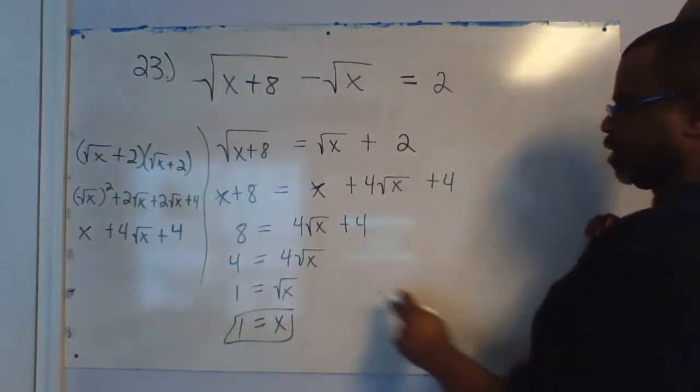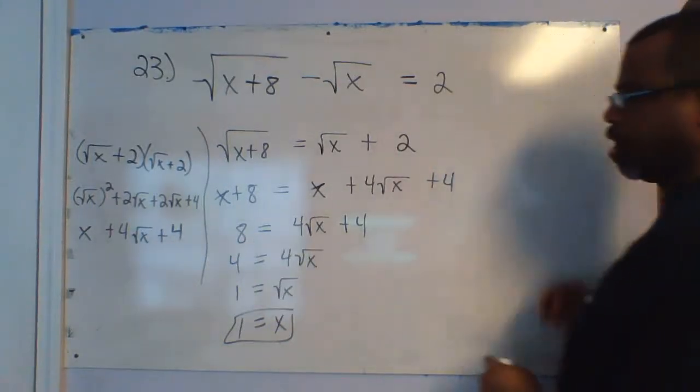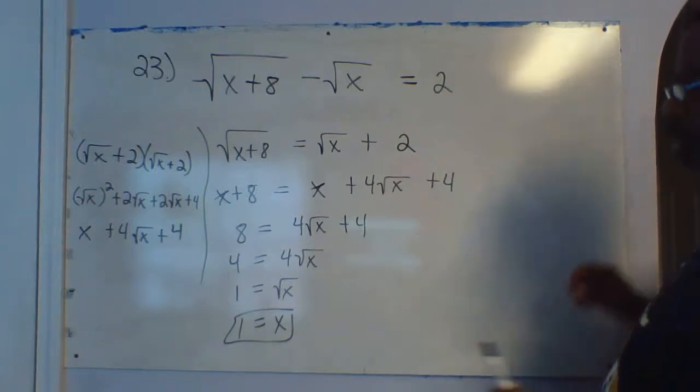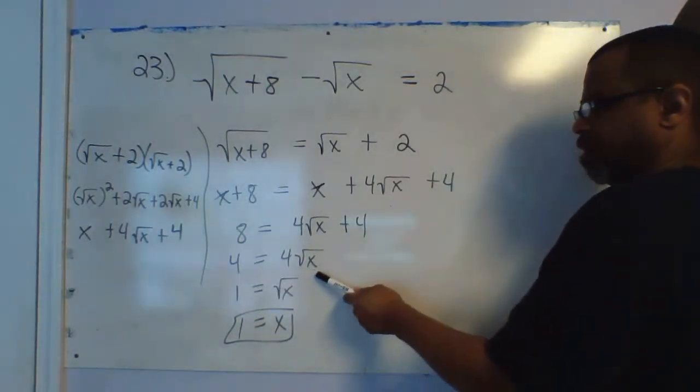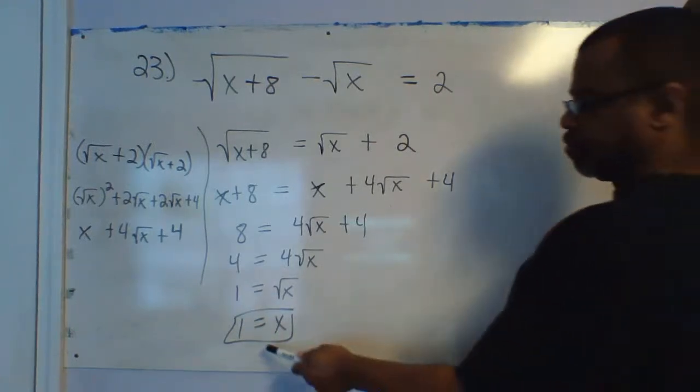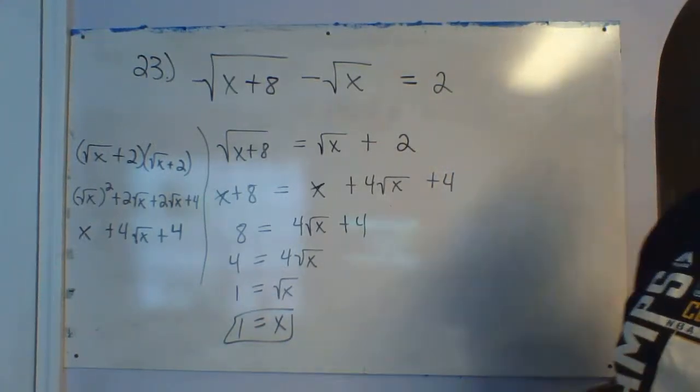All right. Then we have 8 equals 4 times the square root of x plus 4. Then we divide both sides by 4. 1 equals the square root of x, but we know if we square both sides, x is just simply 1.